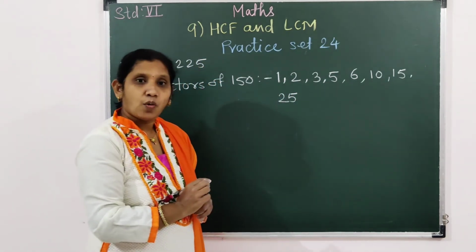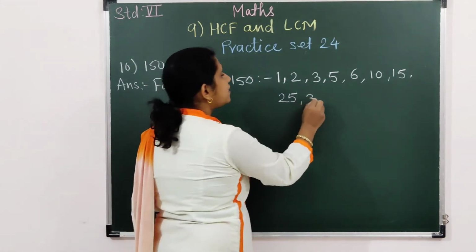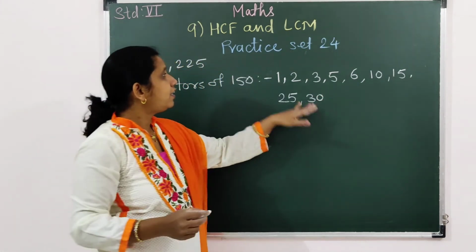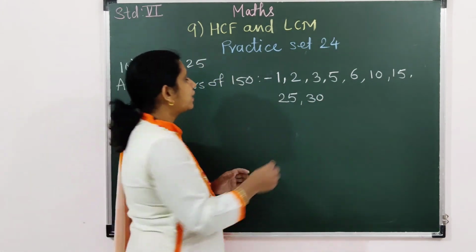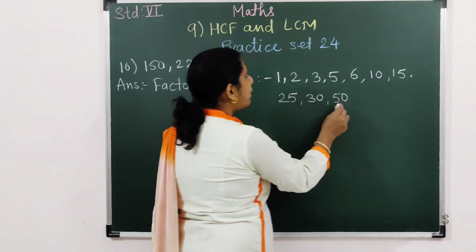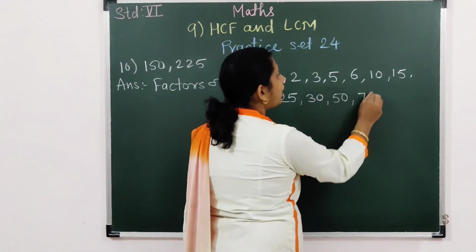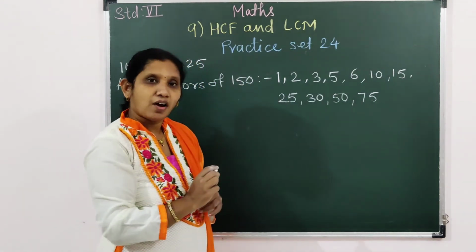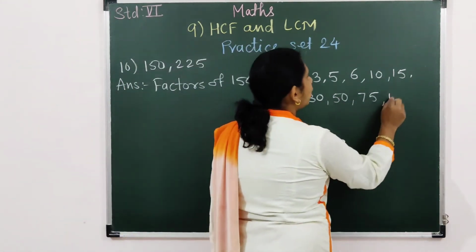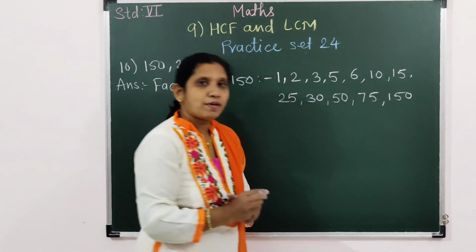25 6s are 150. Then it is divisible by 30. 30 5s are 150. Then 50. 50 3s are 150. Next factor 75. 75 2s are 150 and 150 1s are 150.